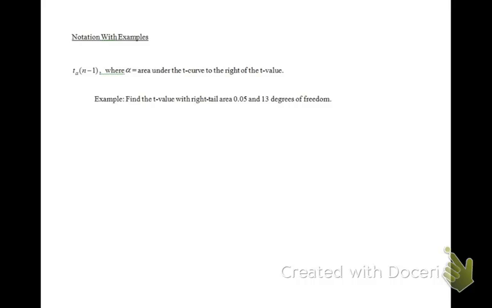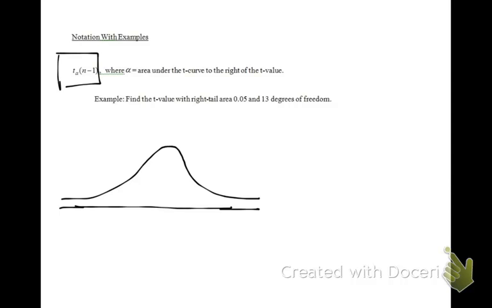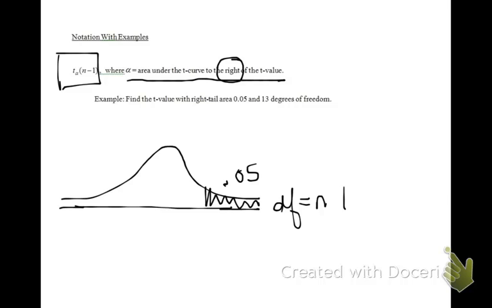Let's practice working with the t-table. Our notation for this says t sub alpha of n minus 1. Alpha will be the area under the t-curve to the right of the t-value. So for example, find the t-value with right tail area 0.05, and degree of freedom, sample size minus 1, 13. This means we asked 14 people, but the degree of freedom is 13.